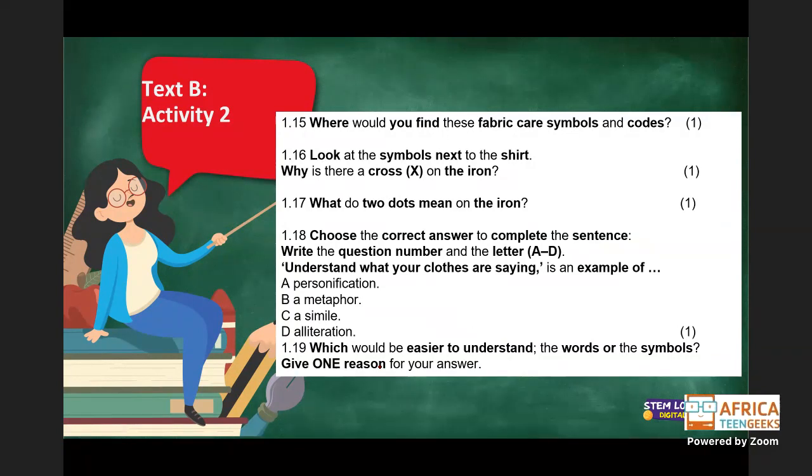And then lastly, which would be easier to understand, the words or the symbols? Give one reason. That would require you to give your own answer. For example, the words would be easier if you choose them, because not all people know what the symbols are if they are not explained. Or you could say symbols are visuals and are easier to understand. You don't have to work out the meaning of words to know what you should or should not do. That is an open-ended question. You can answer it anyhow.